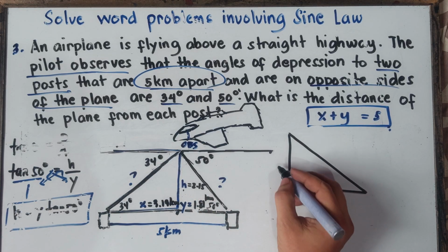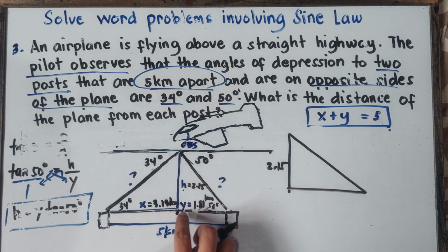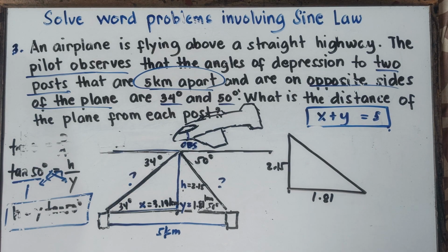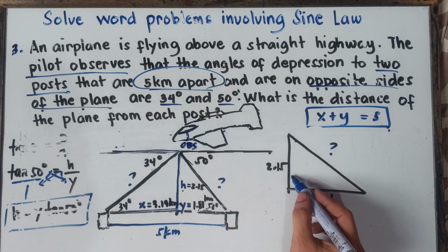This one right here, class, this is 2.15 h. And this triangle right here, class, this is 1.81. 1.81, right? And then we need to find this one. Now, you can find this one, class, applying Pythagorean theorem.